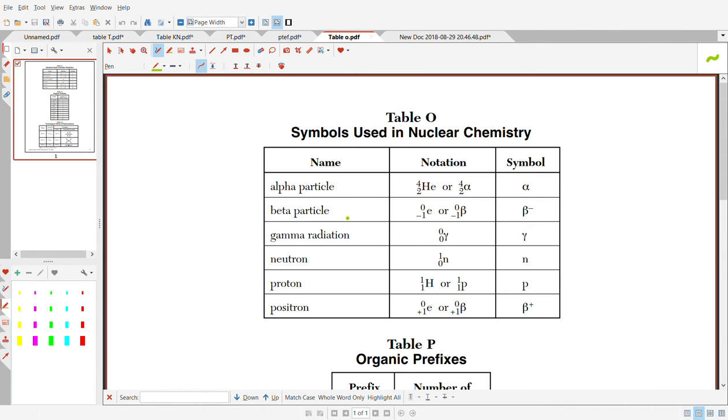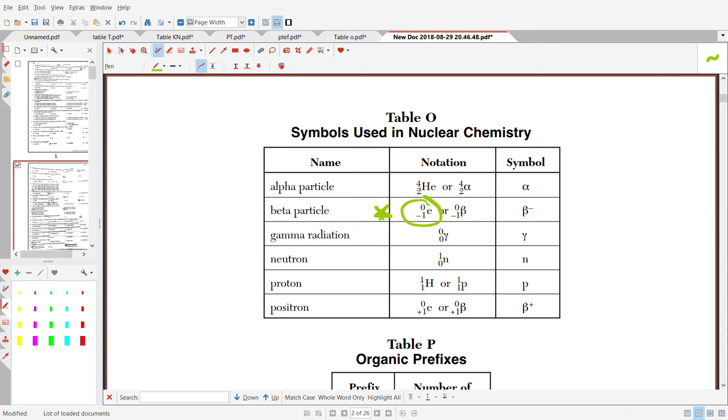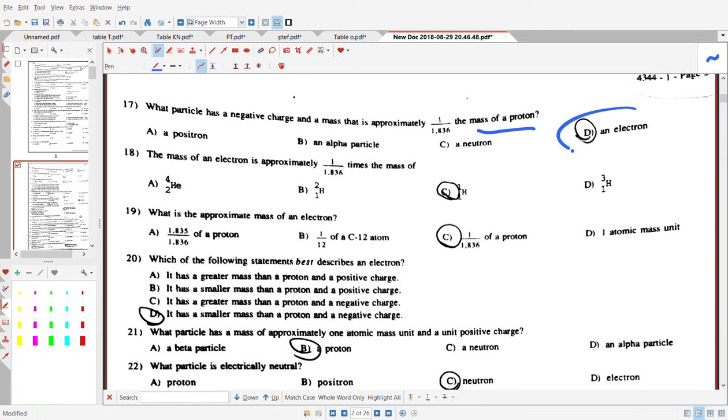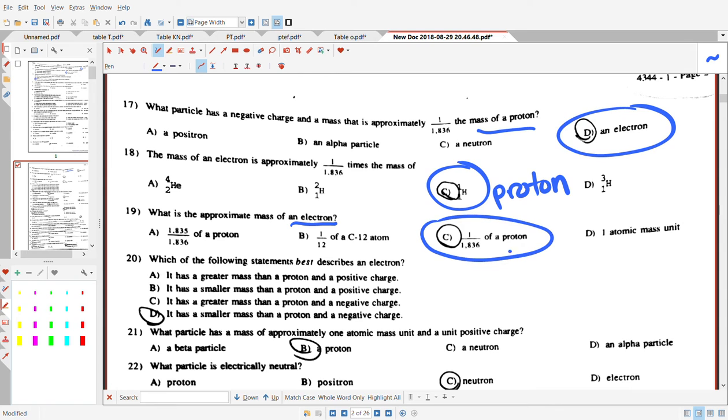The beta particle is an electron, and you see the bottom number is the charge, and it has a charge of -1. So it has to be an electron. And the mass of an electron is approximately 1 over 1836 times the mass of a proton. That's just the definition you have to know. What's the mass of an electron? 1 over 1836 times the mass of a proton.